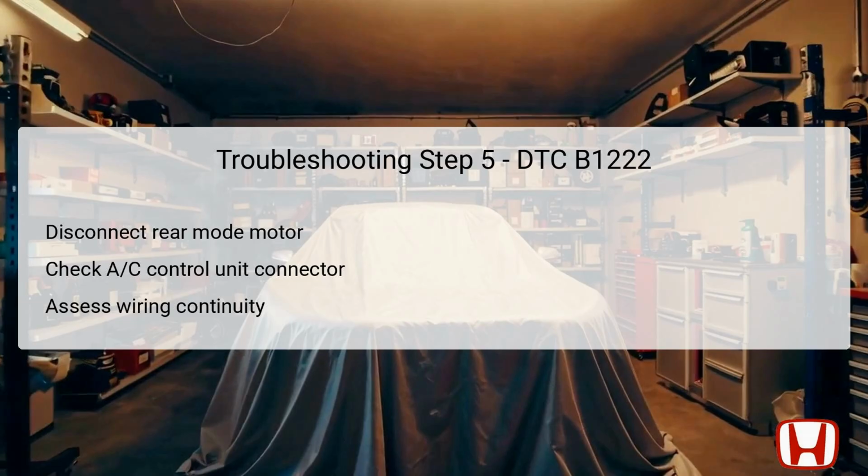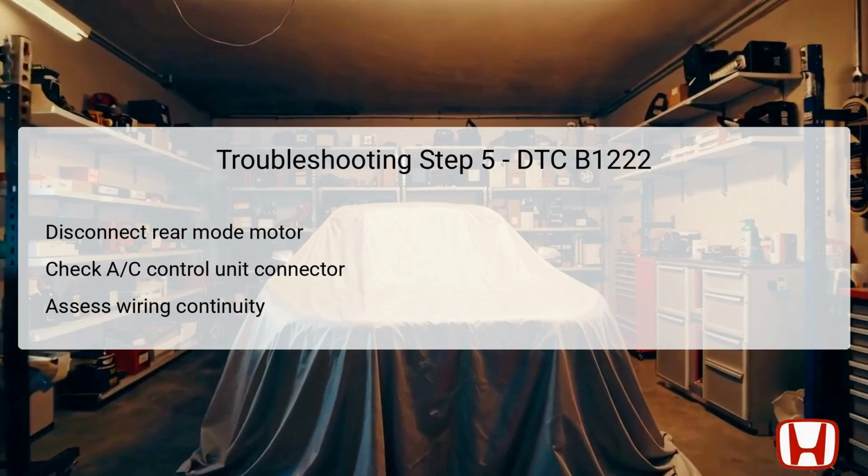Following the assessment of the rear mode control motor, the technician should disconnect the motor from its connector. This is essential for isolating the motor for further investigation. After disconnection, attention should then turn to the rear AC control unit connector, designated as connector A with 12 pins. The focus here is to check for continuity between specific terminals, particularly terminal number 12 and the body ground.